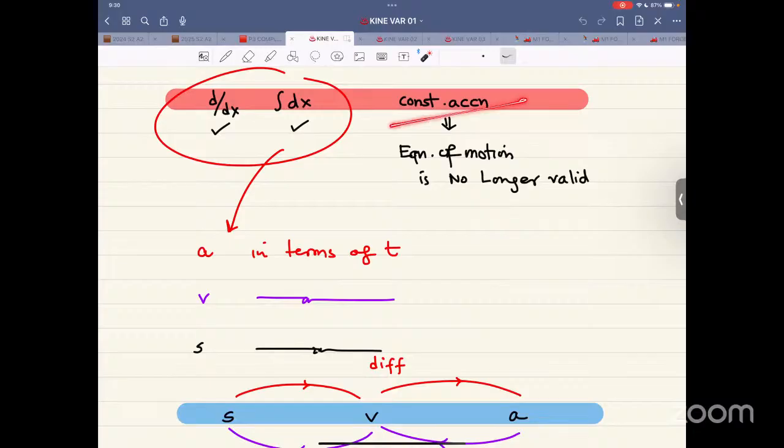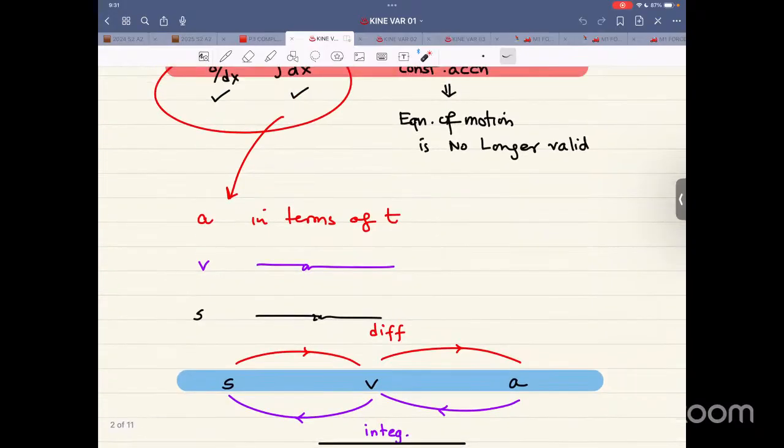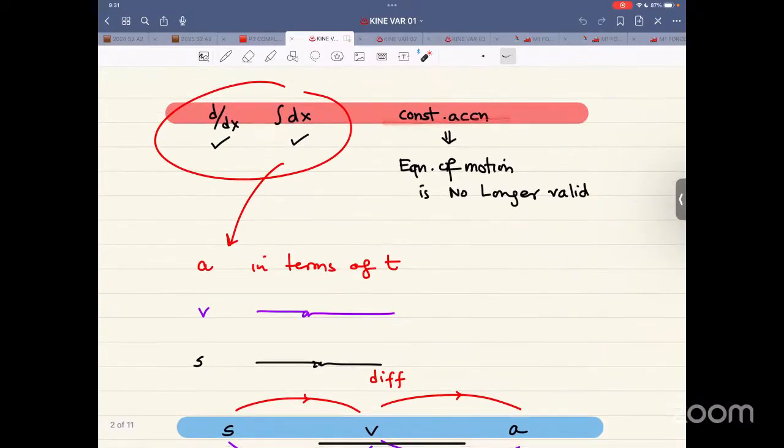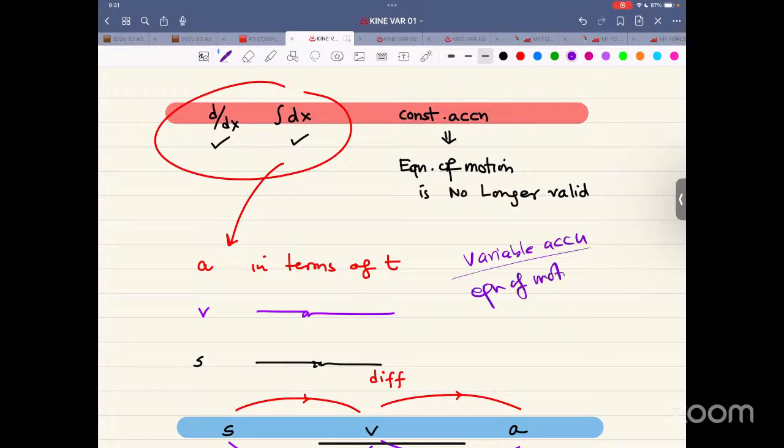So when it's constant acceleration, use equation of motion. When it's based upon acceleration in terms of t, velocity in terms of t, displacement in terms of t, then constant acceleration is no more the scenario. So if it's constant acceleration, equation of motion. If it's variable acceleration, so constant equation of motion is not applicable.